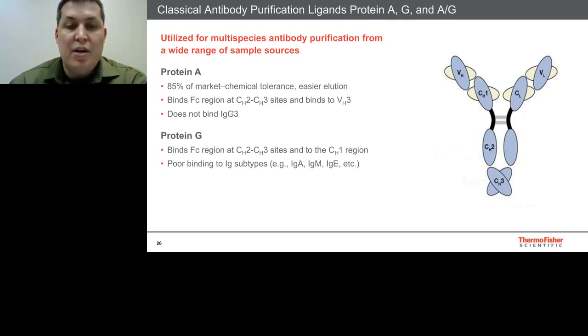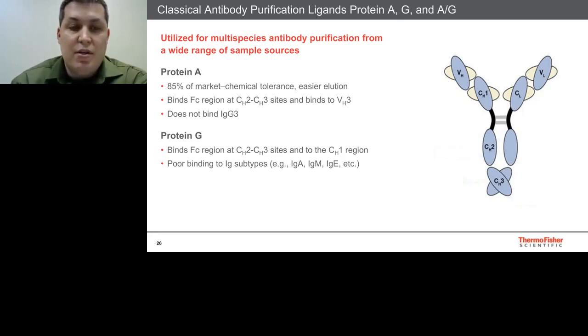While the majority of the purifications are binding a human or humanized IgG antibody, there's also a significant amount of purifications that deal with non-human antibodies. The specificity of protein A and protein G to non-human antibodies can vary greatly, and care should be taken when choosing ligands for a non-human antibody. In most cases, they are complementary in that if protein A does not bind or binds weakly to one species, protein G will bind strongly to that species.